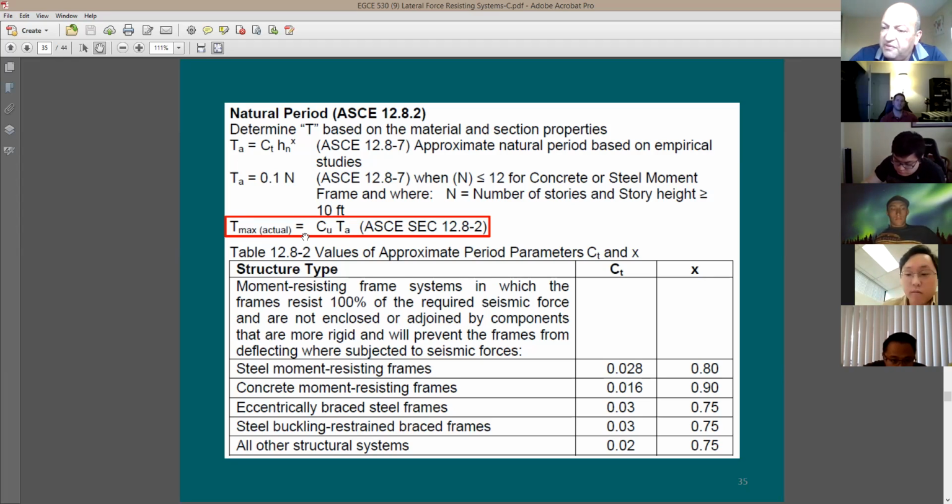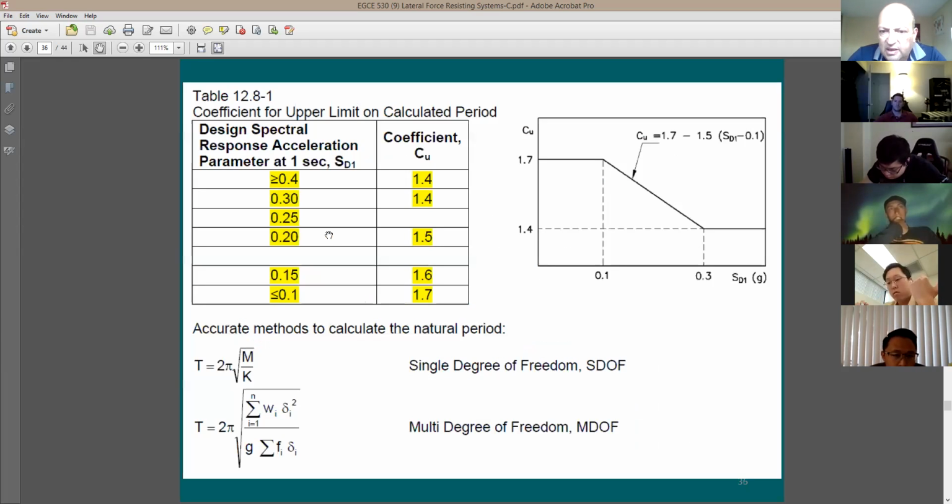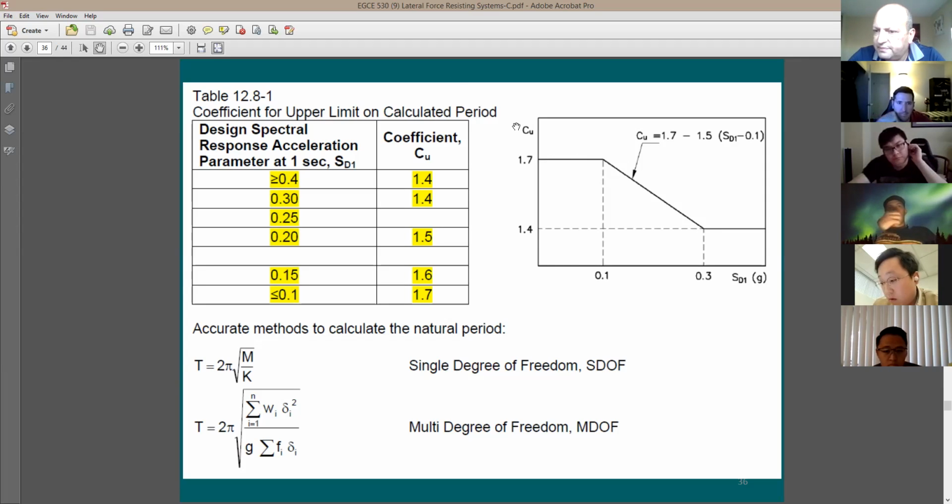After you determine this, you figure out the accurate or exact natural period of the building based on the dynamic properties of the structure. You compare it against C sub U times T sub A. C sub U is a new factor, and it's based on S sub D1. Or you can just look at this chart. I don't think this chart is in the code; I just made up this chart, based on S sub D1 versus C sub U.